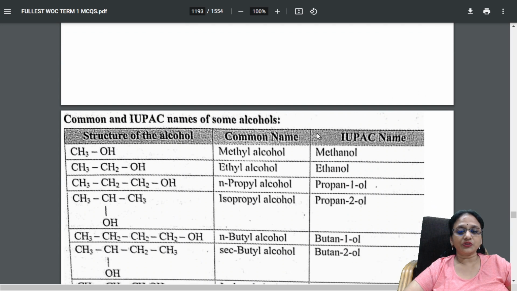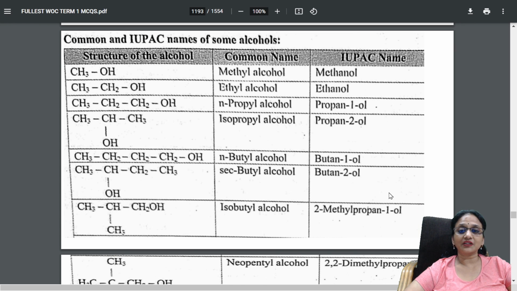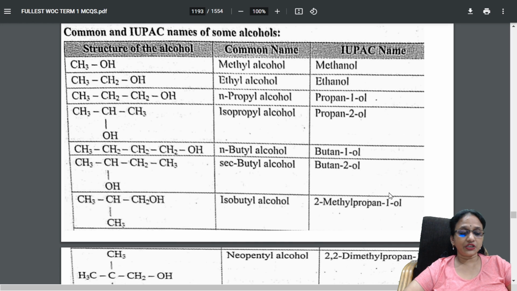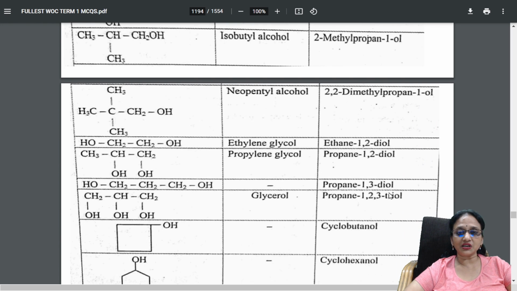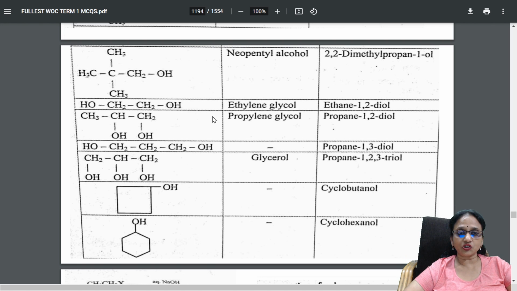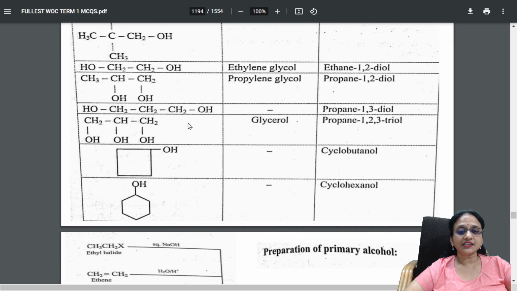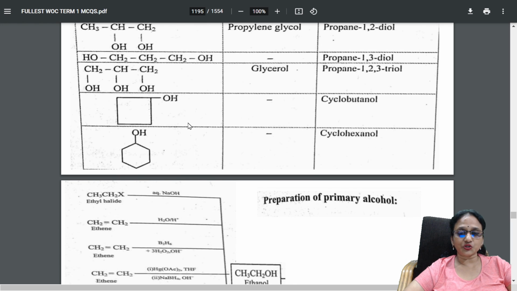Got it? Chalo. Further, this is the IUPAC nomenclature of the alcohols, where I have taken the basic alcohols with common name and IUPAC name. Yes. Further, we are going to go into more and more alcohols, and with the branches, we are going to see what is neopentyl. Also ethylene glycol, dihydric alcohols like propylene glycols, glycerols and everything. All right. So this is how it goes.